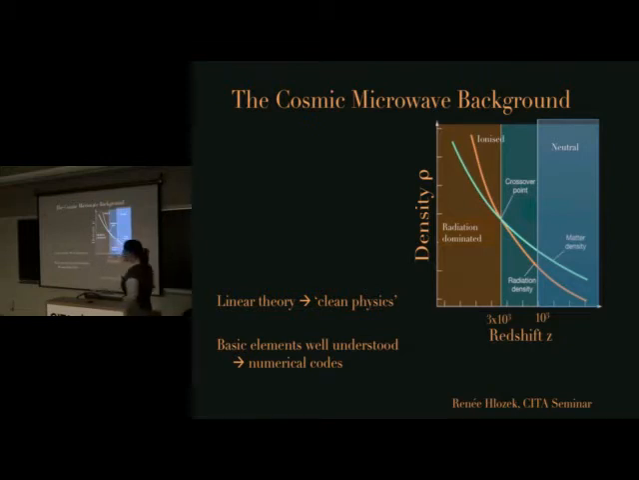Because this happened early on in the lifetime of the universe, we believe, to a greater or lesser degree, that things are linear and clean. And so the CMB is a really clean probe of early times. We also think we have the basic elements pretty well understood. There are powerful numerical codes out there that solve the Boltzmann equations and that we can use.